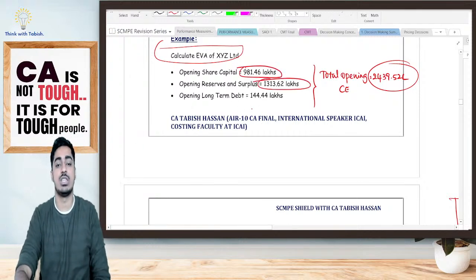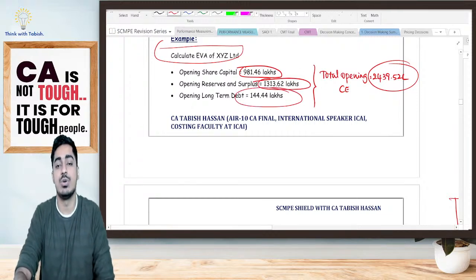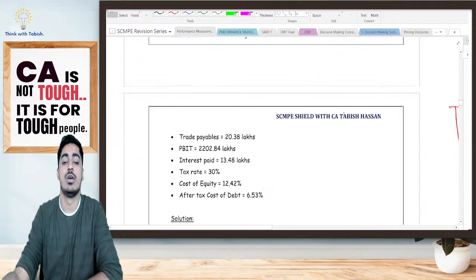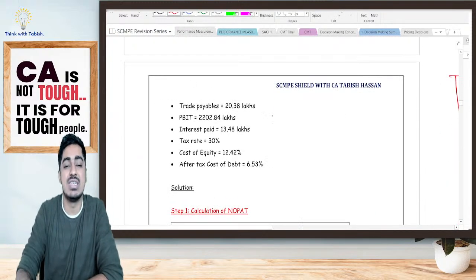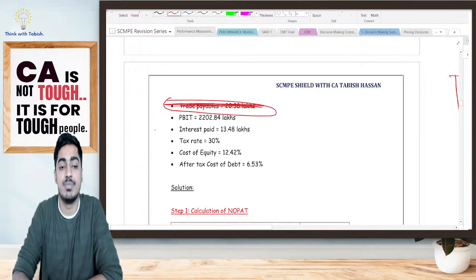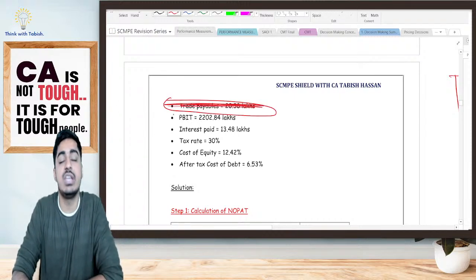Reserves and surplus was 1313.62. Long-term debt was 144.44. That means what is my total opening capital employed? 2439.52 lakh. On this amount, trade payables is there. Trade payables is my current liability, it doesn't come. Yes, profit before interest as well as tax.